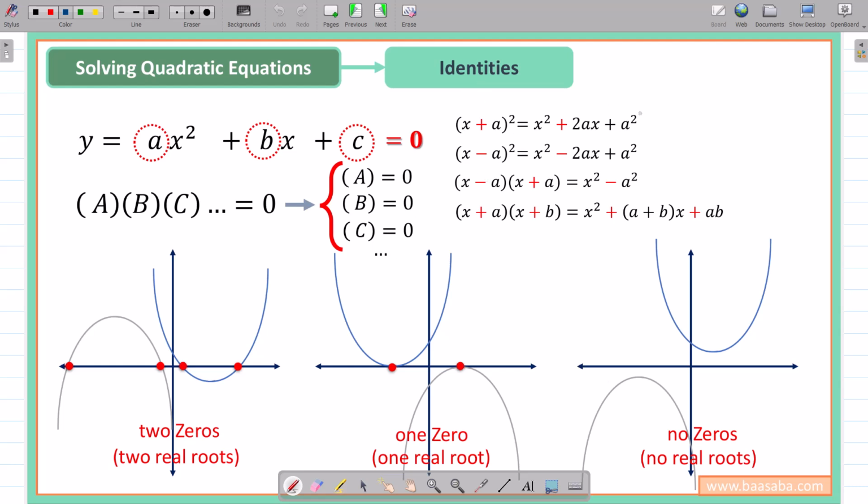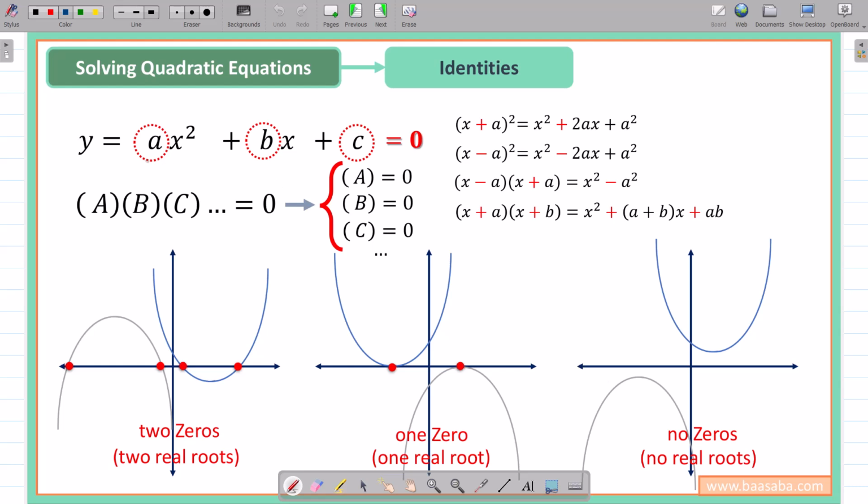Identities are expressions that are always true for any amount. Based on our calculation, we choose what side of this equation to use. When we have a multiplication of some factors equal to 0, it means A is equal to 0, or B is equal to 0, or C is equal to 0.